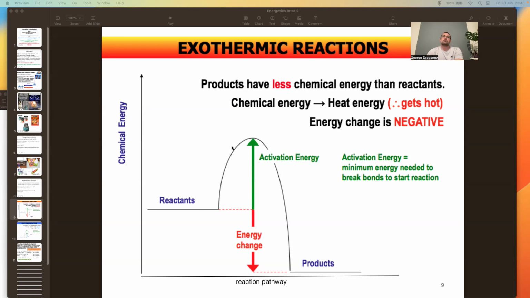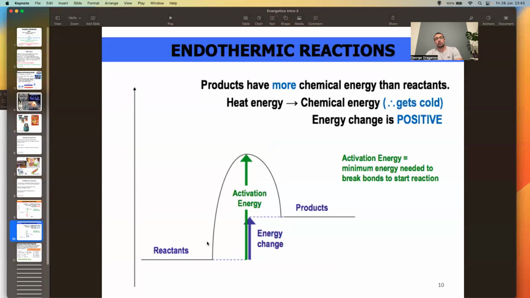Okay, so make sure you practice drawing it from scratch. Now, an endothermic diagram would look the opposite way. Remember, the x-axis is still going to be the reaction pathway. The reactants start lower down, they take heat in, and they go higher up as products.